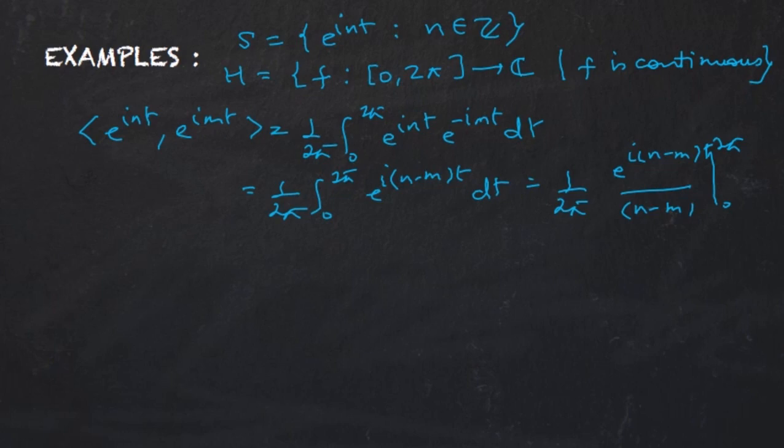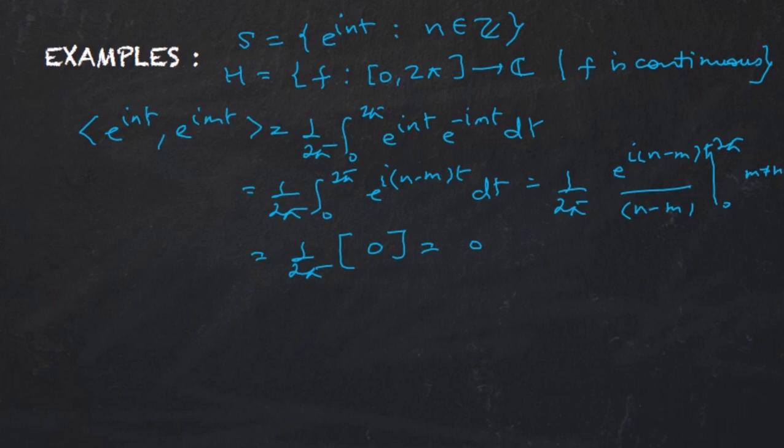So this is defined for n different from m, right? Where m is different from n. So if n is different from m, this is equal to 1 upon 2 pi times e to the power, because this is a periodic function of period 2 pi, so this is 0 in the numerator, so this is equal to 0.